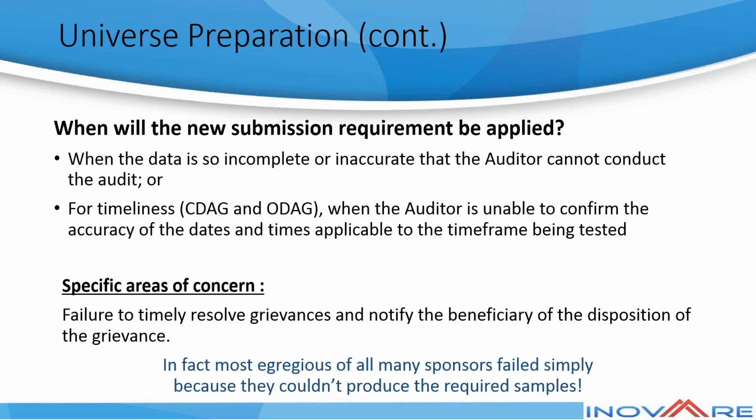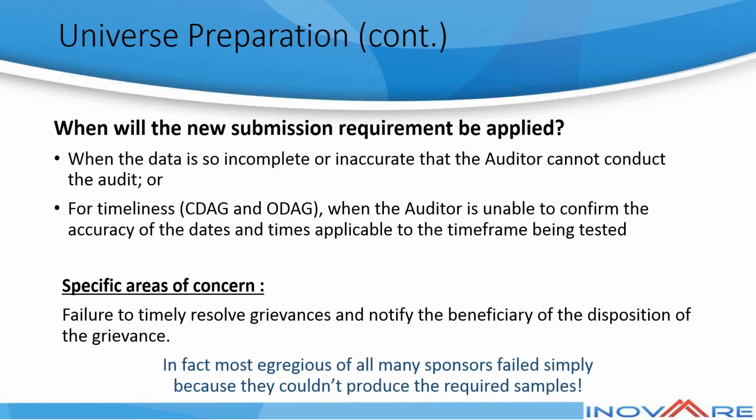So CMS announced at the June 16th conference that it will apply the requirements when the data is so incomplete or inaccurate that the auditor cannot conduct the audit, or for timeliness, CDAG or ODAG, when the auditor is unable to confirm the accuracy of the dates and the times applicable to the time frame being tested. But let me tell you that blank data elements are fatal, especially when it comes to the timeliness portion. The dates from and to, they're having very little room for error on those portions.